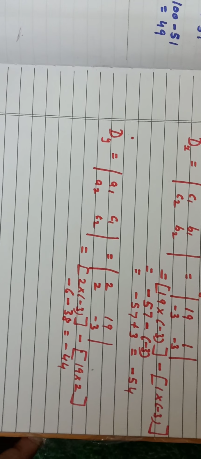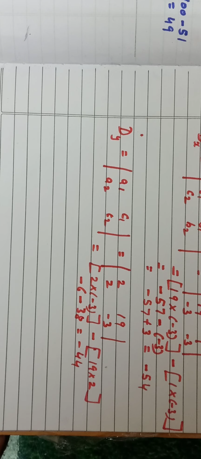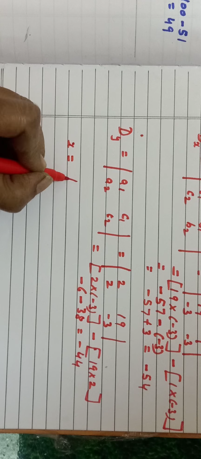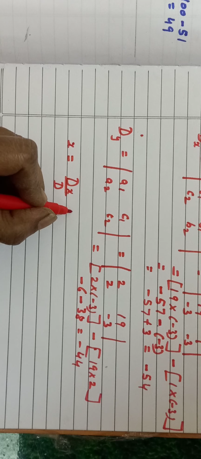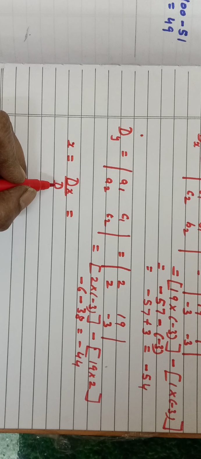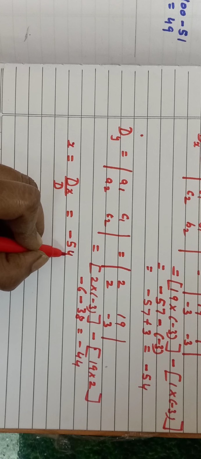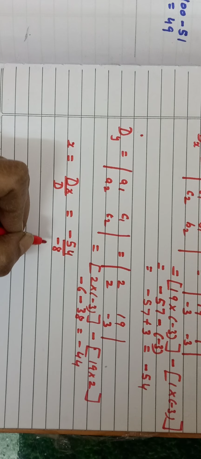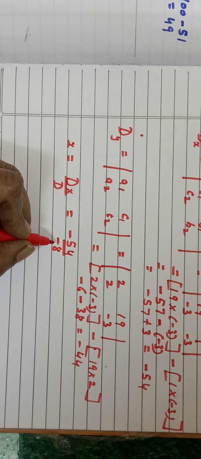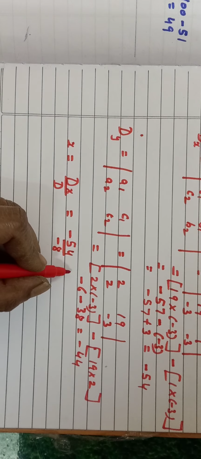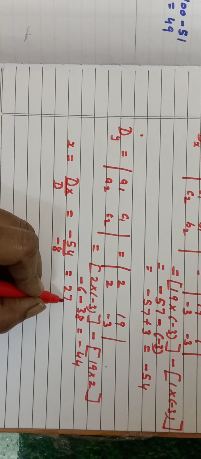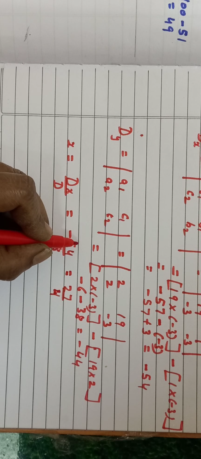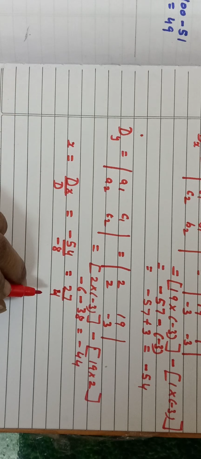Now actually, solving the simultaneous equation is finding the values of the variables. So here the variables are x and y. So x is equal to dx upon d. Now dx value we have got minus 54 and d value we have got minus 8. So when you solve, minus divided by minus is plus. And if you do the calculation, you will get 27 upon 4. Now you will say how 27? 2 4s are 8, 2 2s are 4, 2 7s are 14. So x value is 27 upon 4.